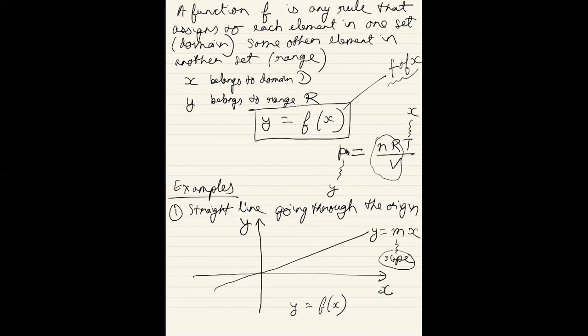So here, f of x is simply, you take x and multiply it with some slope m, and that gives you the value of y. So that's the simplest example of a function. We can consider more examples of a function.